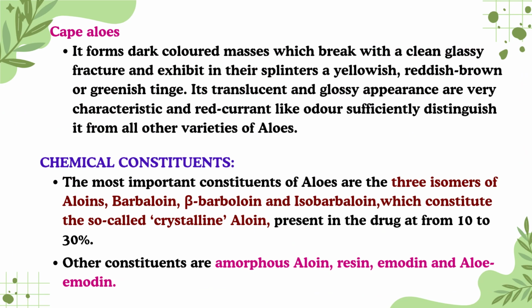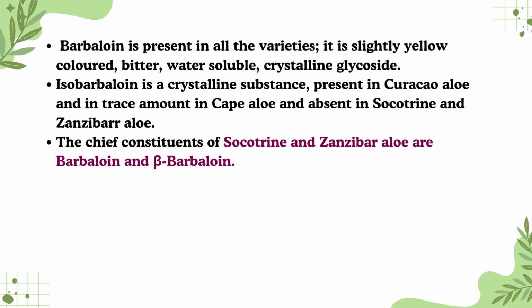Chemical constituents. The most important constituents of aloes are the three isomers of aloins, barbaloin, beta-barbaloin and isobarbaloin, which constitute the so-called crystalline aloin, present in the drug at from 10 to 30%. Other constituents are amorphous aloin, resin, emodin and aloe-emodin. Barbaloin is present in all the varieties. It is a slightly yellow-colored, bitter, water-soluble, crystalline glycoside.